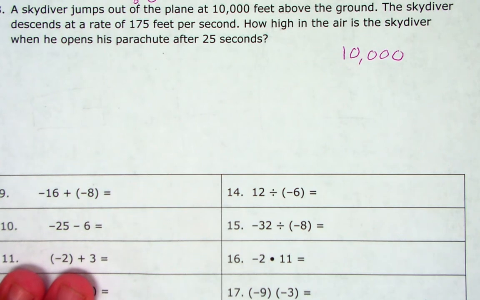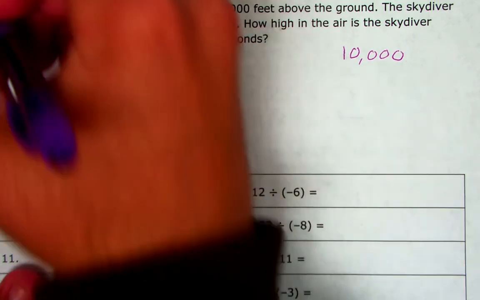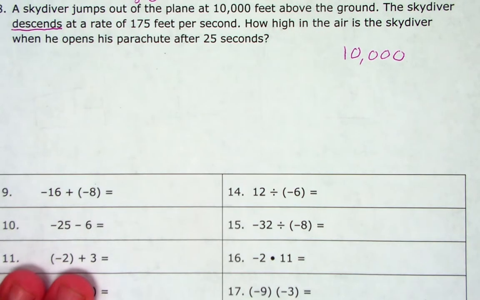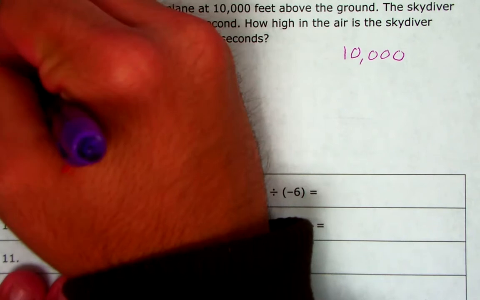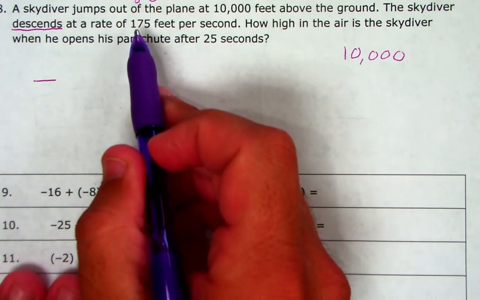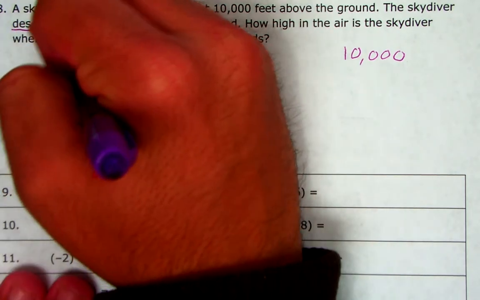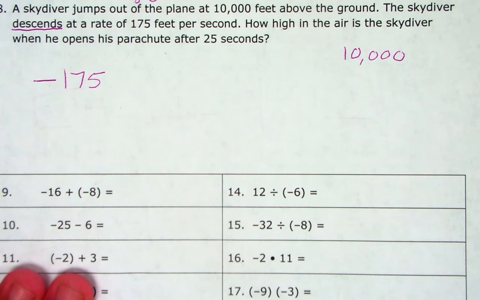The skydiver, think about a skydiver. Do you think he's going up higher in the sky, or is he falling down? Well, yeah, he's falling down. So this word descends means he's going down, which is a negative. He's going down 175 feet each second.